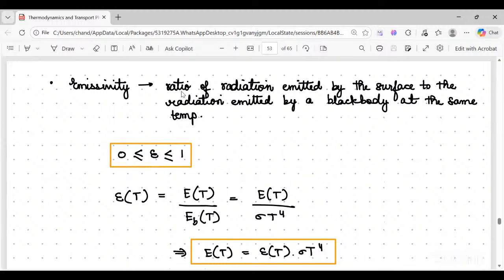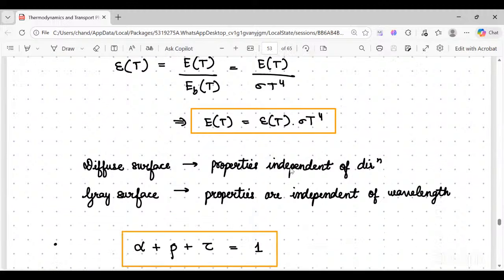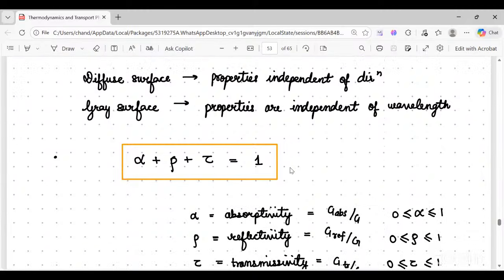Emissivity is nothing but the ratio of radiation emitted by the surface to radiation emitted by the black body at the same temperature. So epsilon is between 0 and 1. Epsilon T is equal to E T by E_b T, so E T by sigma T power 4. E T is equal to epsilon T sigma T power 4. A diffuse surface has properties independent of direction. A gray surface has properties independent of wavelength.